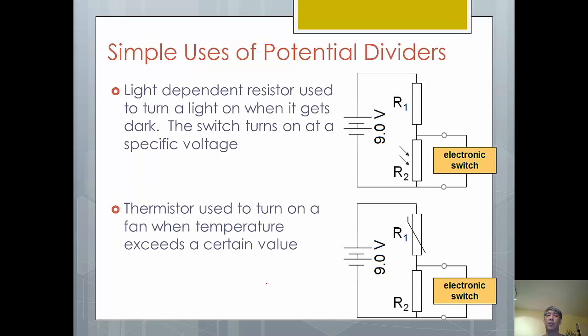So why do we have these voltage dividers? Voltage dividers are very useful for controlling electronic elements. On the right side of these diagrams, I have an electronic switch that either turns on or turns off at a specific voltage. And when I get to that voltage, I can change the values of the resistors using light dependent or temperature dependent resistors, and thereby turn on or off lights or air conditioning or heating elements. So potential dividers are going to be very useful for us going forward.